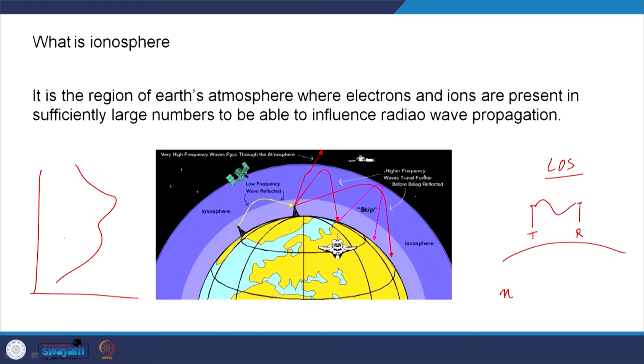The density reaches a maximum at a particular height, which is called the F layer, where the density is 10 to the power of 12 electrons per unit volume. That means higher frequency waves travel further, towards higher altitudes, before they get reflected. Lower frequency waves get reflected at much lower altitudes, and higher frequency waves get reflected at very high altitudes. This is the basic idea, and very high frequency waves will pass right through the ionosphere. The ionosphere will not be able to influence these very high frequency waves.